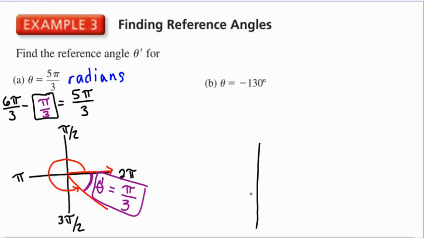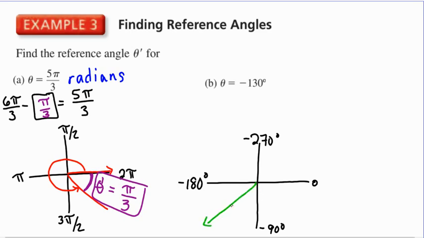So again, I'm going to sketch this. I'm going in the negative direction. So this is 0, this is negative 90 degrees, this is negative 180 degrees, and this is negative 270 degrees, if I'm going around, starting from the positive x-axis and going down, that's going to be negative. Now, negative 130 degrees is going to be between negative 90 and negative 180. The question is, how far between?